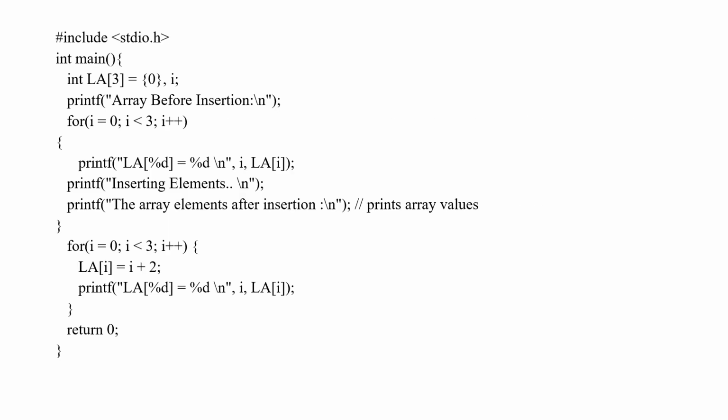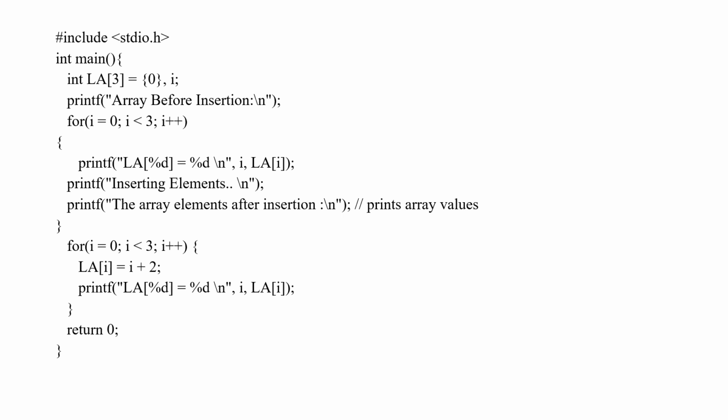Now we're going to see an example program of how to create an array. First step, initialization. First we're going to create an array with the name LA and the size is 3. Here, 3 elements are created and initialized as 0. A loop variable I is declared for use in the loop.